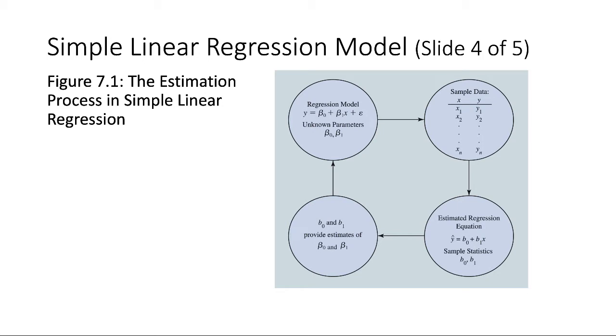This figure provides a summary of the estimation process for simple linear regression. Beta 0 and beta 1 are the unknown parameters of interest representing the population, and b0 and b1 are the sample statistics used to estimate these population parameters. The graph of the estimated simple linear regression equation is called the estimated regression line, with b0 being the estimated y-intercept and b1 the estimated slope.